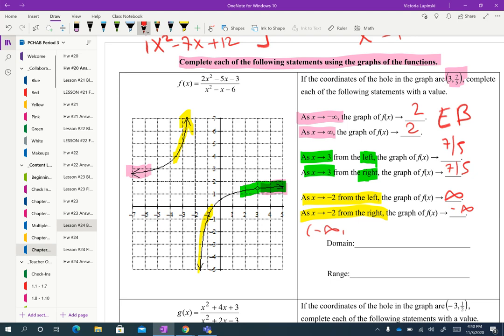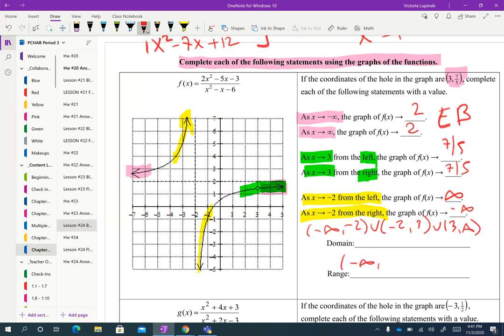When it comes to domain, remember, you're going to go from left to right, starting at -infinity. You're going to break for vertical asymptotes and holes. So you're going to break at the vertical asymptote of -2. You're going to go from -2 to the x value of the hole, which is 3. And then you're going to go from 3 to infinity. When it comes to the range, that's bottom to top. You're going to start at -infinity.